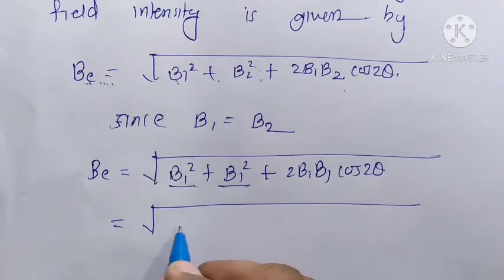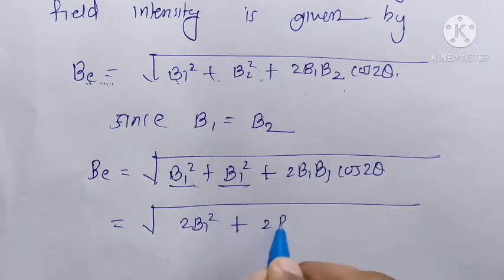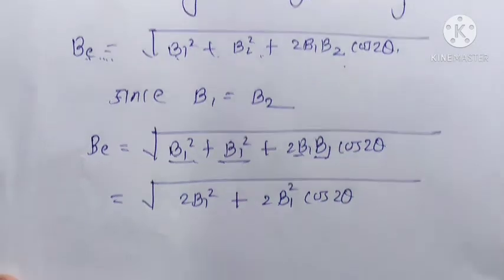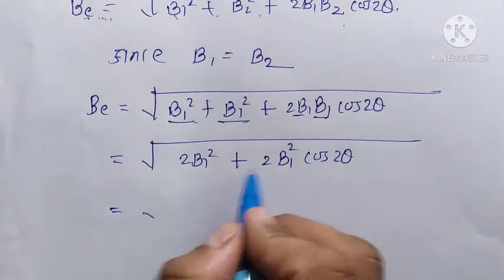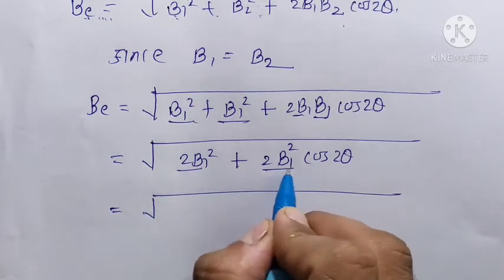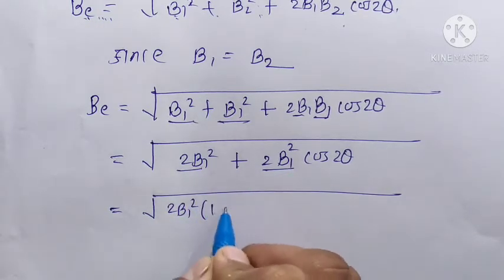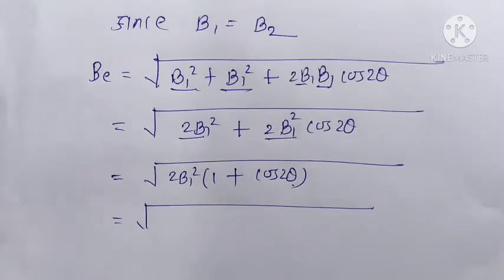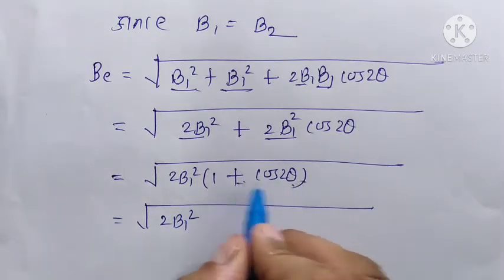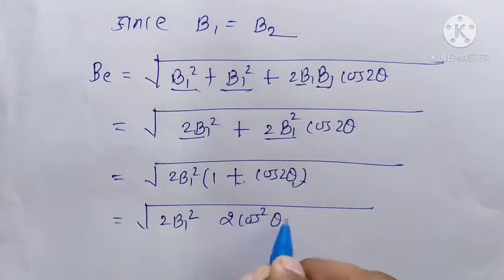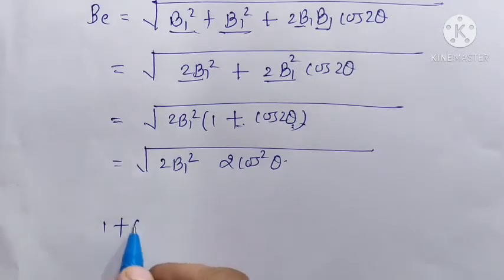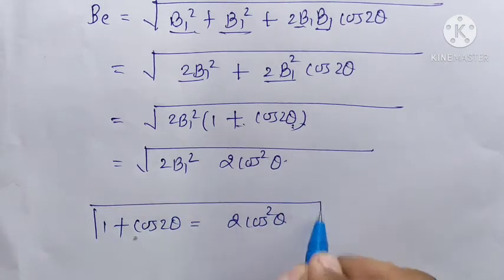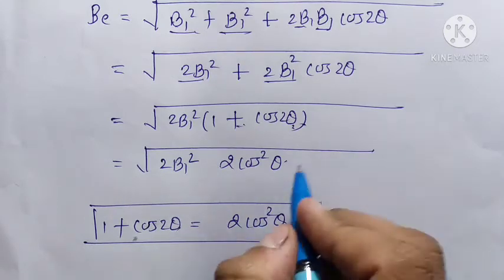Okay, B1 square plus B1 square plus 2B1 square cos 2 theta. So it is equal to 2B1 square, which we take common, times 1 plus cos 2 theta inside the bracket. We already know that 1 plus cos 2 theta is equal to 2 cos square theta. This is the value, so we use this formula here.